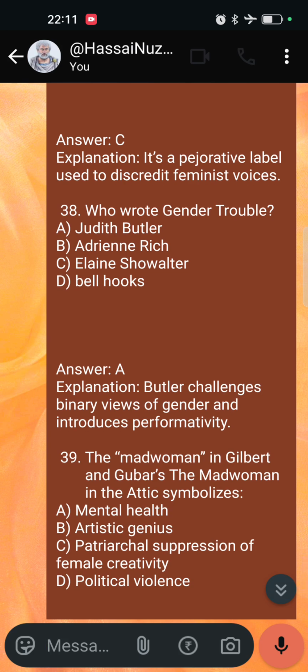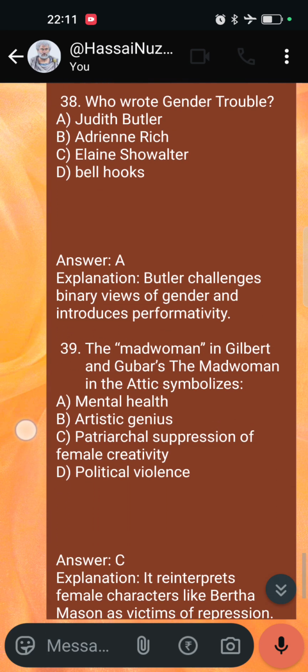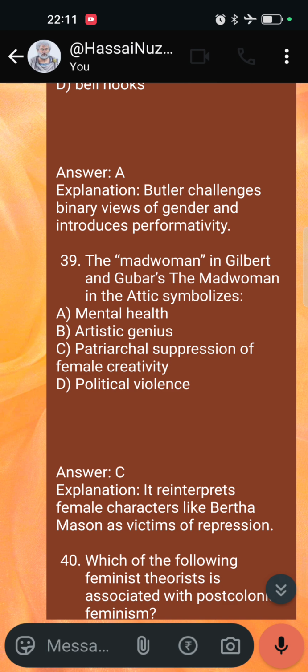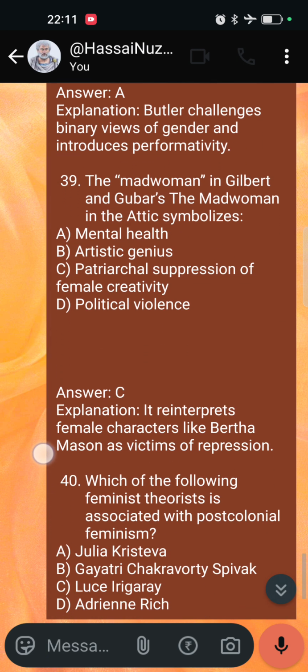39th question. The madwoman in Gilbert and Gubar's The Madwoman in the Attic symbolizes. Answer is C. Patriarchal suppression of female creativity. It reinterprets female characters like Bertha Mason as victims of repression.